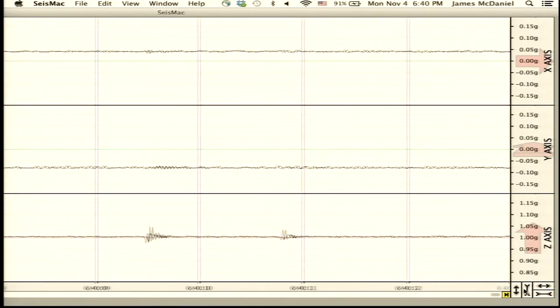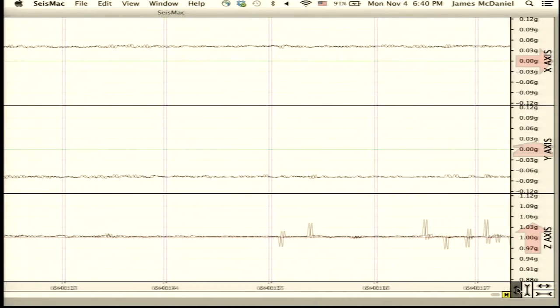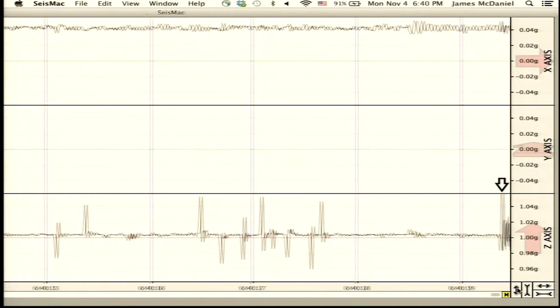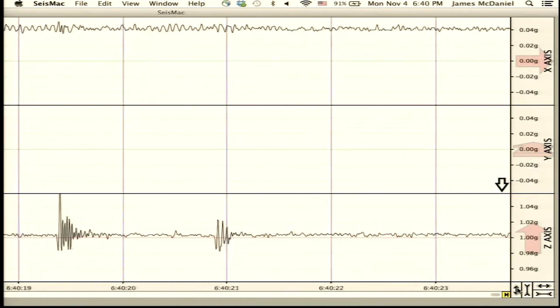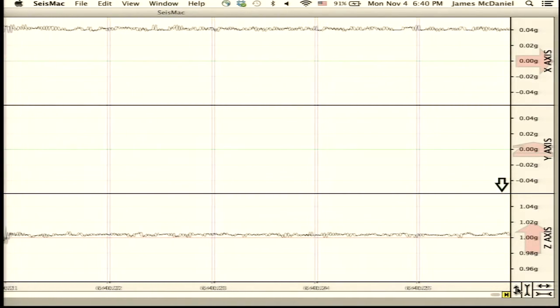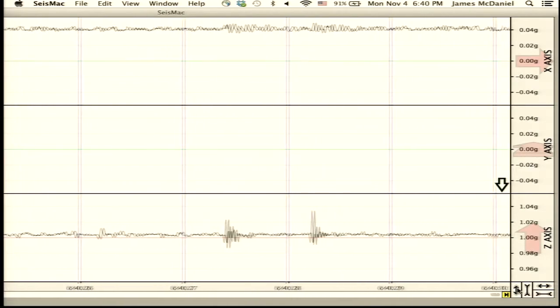Hold on just a minute. Whoops, that's zooming out. It actually is quite sensitive. Sorry, bottom plot, Z-axis. That's the acceleration up. So the vibration of me over here is actually propagating all the way through the floor up to the laptop.